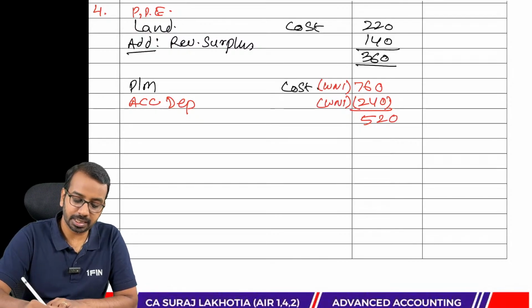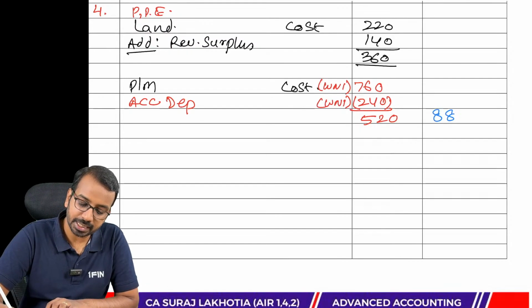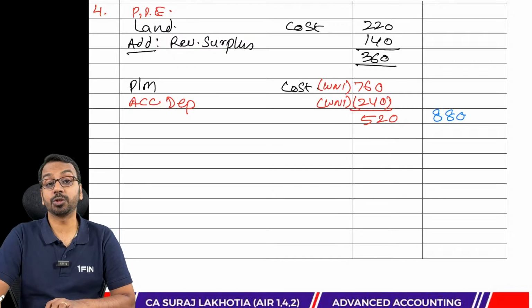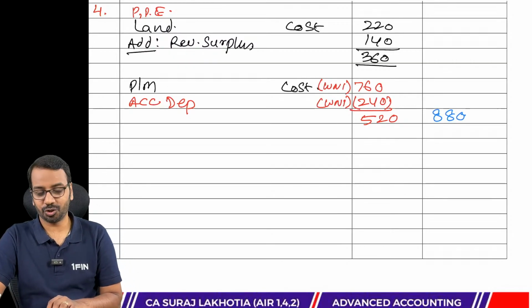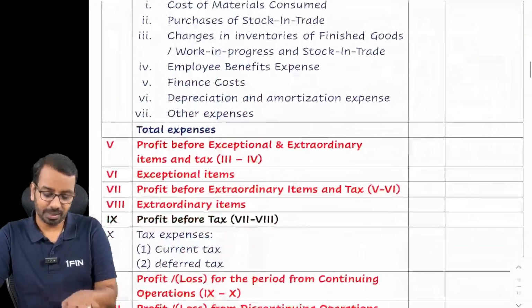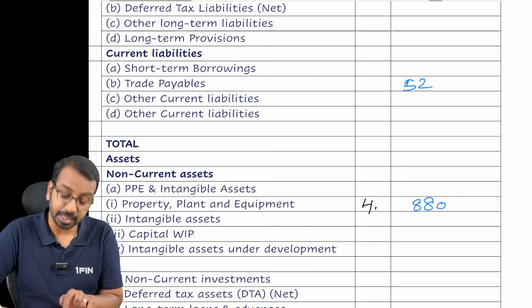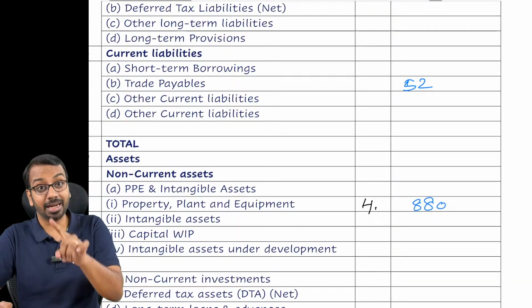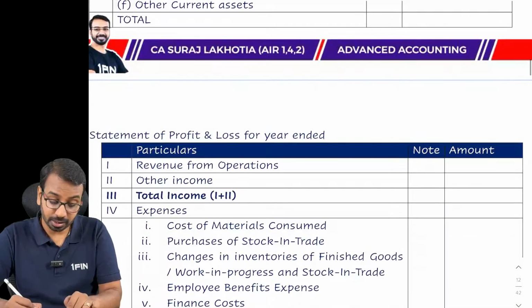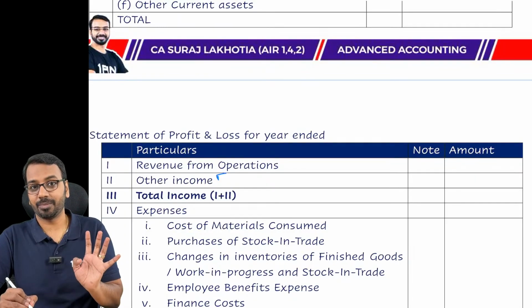And 520 plus 360, we get how much? 880. So this is the amount to be shown on the face of the balance sheet. Okay, 880. So property, plant and equipment here 880. Please remember there is a gain that you have to record in other income. Don't forget that. Okay.